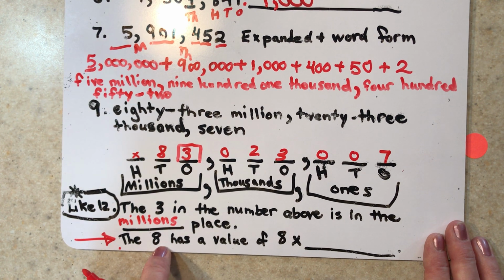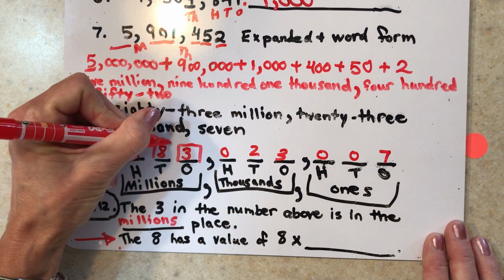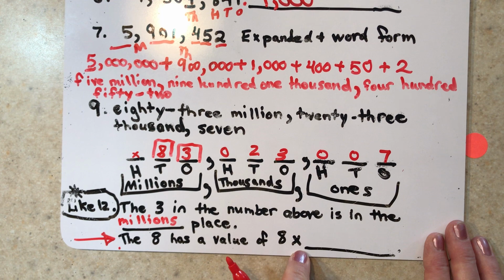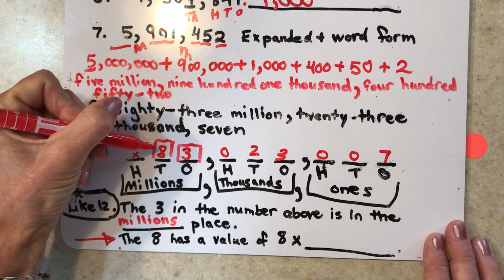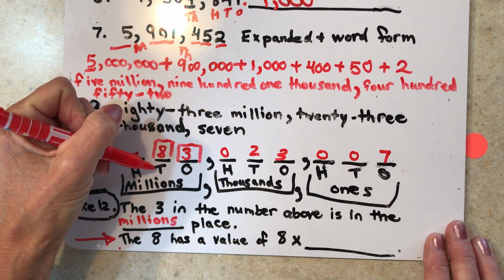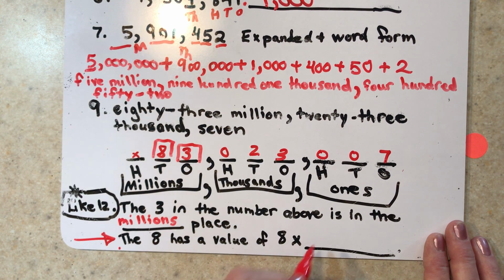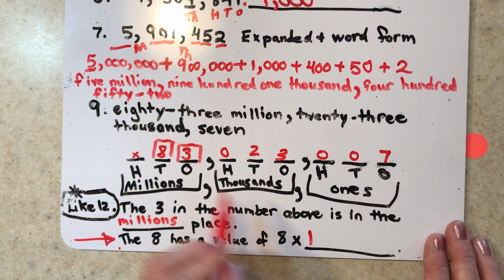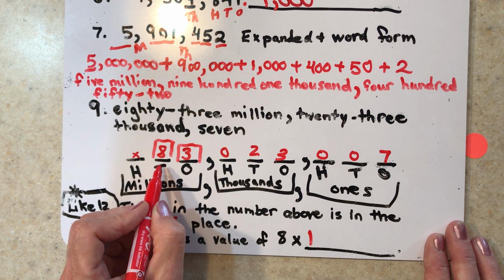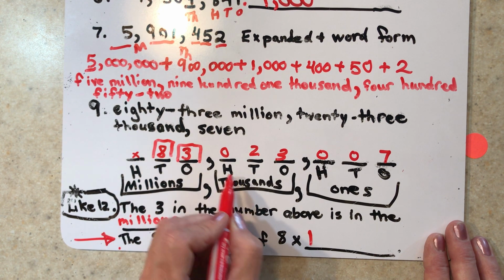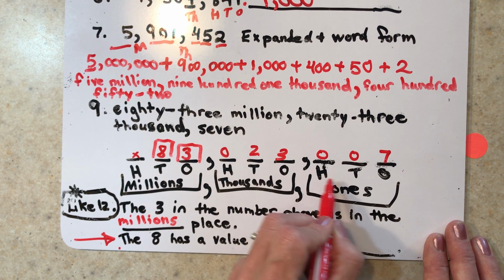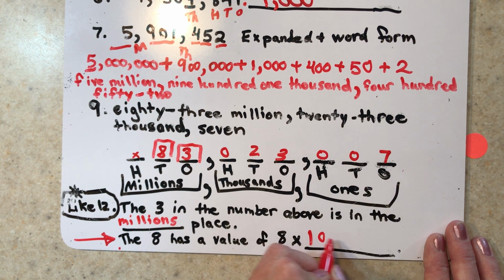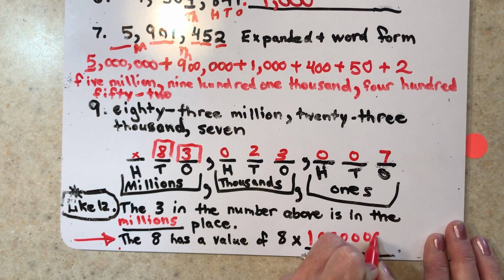Now what if it were the 8 they were looking at? If you're looking at this 8, it has a value of 8 times something. What would you have to multiply 8 by to get it to end up in this place value? Basically it's a 1 with how many zeros? 8 times 1 is always 8. And what is it going to take to get it into this spot? I wrote my 1 to represent that spot. How many zeros have to be after it? 1, 2, 3, 4, 5, 6, 7. I'm going to write those.